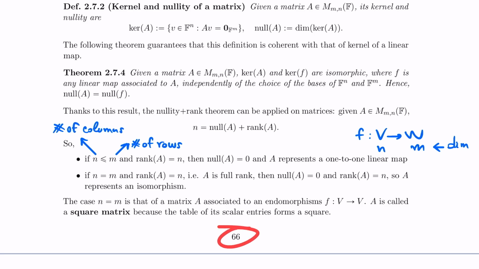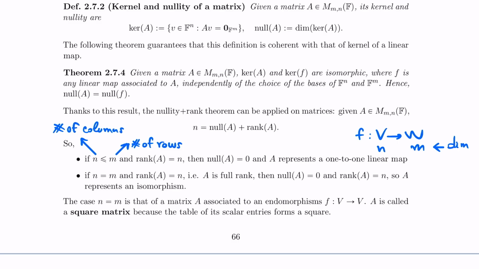So we are now at page 66, and let's recap what we were saying. We have a linear map F from vector space V to vector space W with dimensions n and m respectively. If we fix any basis of V and of W, we can associate F to the matrix A that will have m rows and n columns.